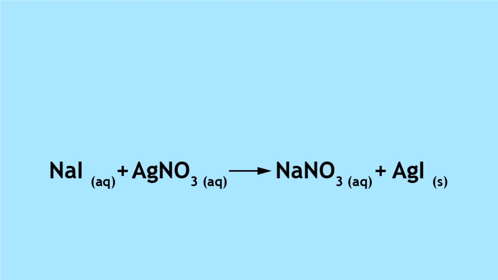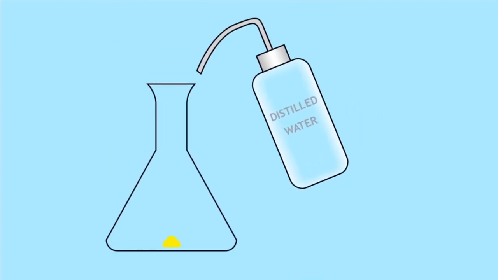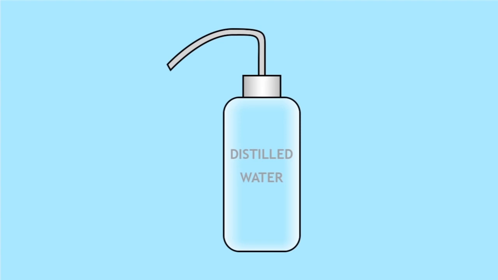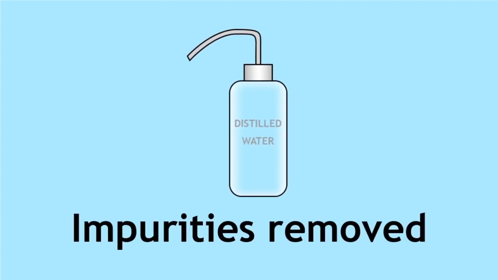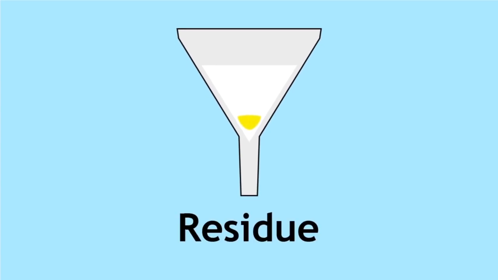To isolate the silver iodide precipitate, we filter it through a funnel lined with filter paper. Since it is insoluble in water, we can rinse the contents of the beaker with distilled water to ensure that we get all of the precipitate produced. Distilled water is simply water with most ion impurities removed. This filtration process separates a solid from a liquid. The solid collected is known as the residue, and the liquid that the solid is separated from is known as the filtrate.